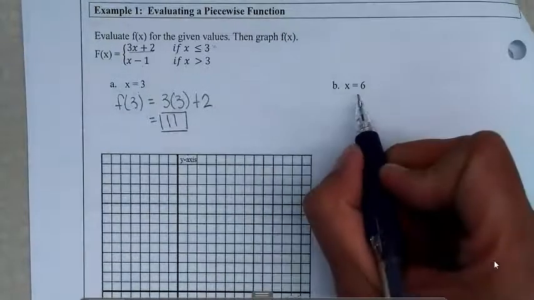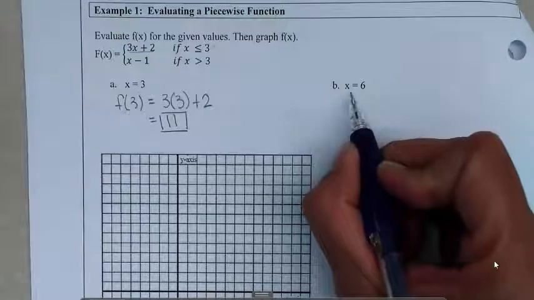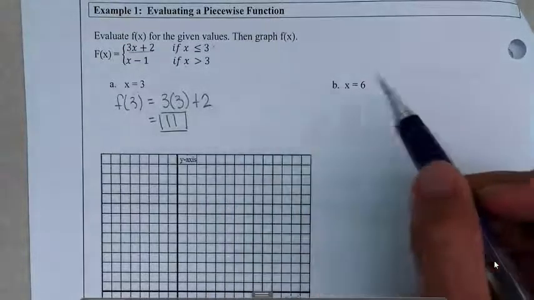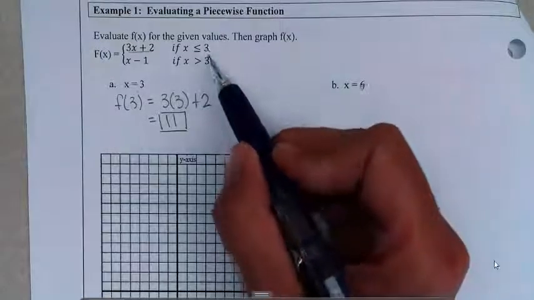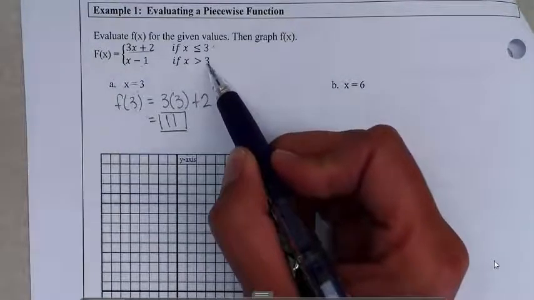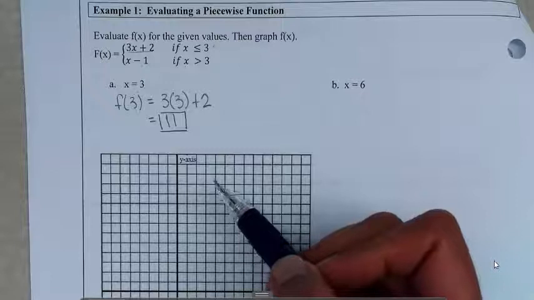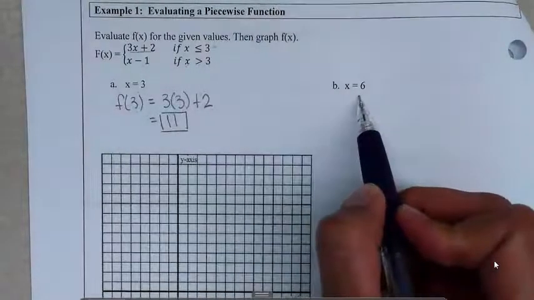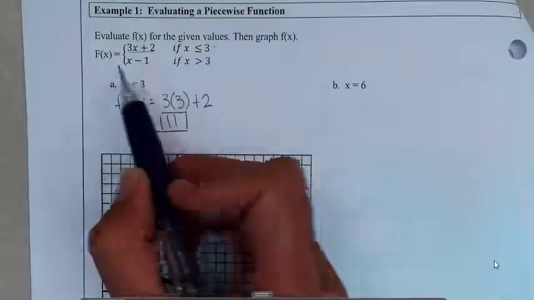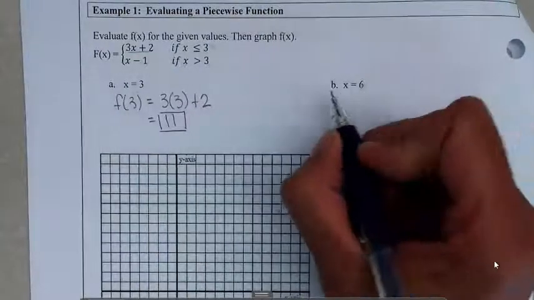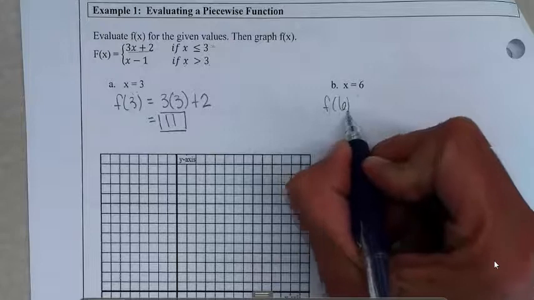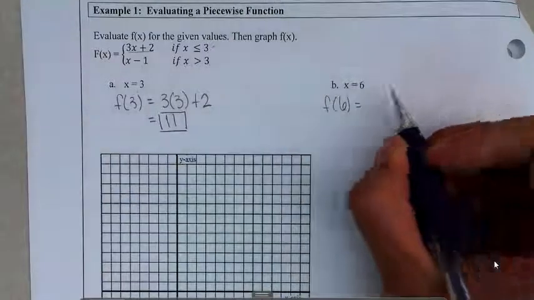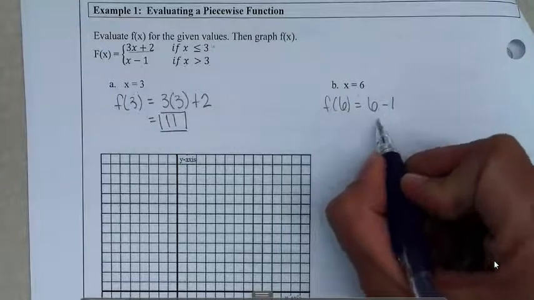For the second piece, for B, it's saying x equals 6. So again, the first place I need to go to is the domain. Which of these includes x equals 6? Well, this one where x is greater than 3, that includes x equals 6. So I'm going to use the second piece. So f of 6 will be equal to the second piece evaluated when x equals 6. So that's 6 minus 1, so that's 5.